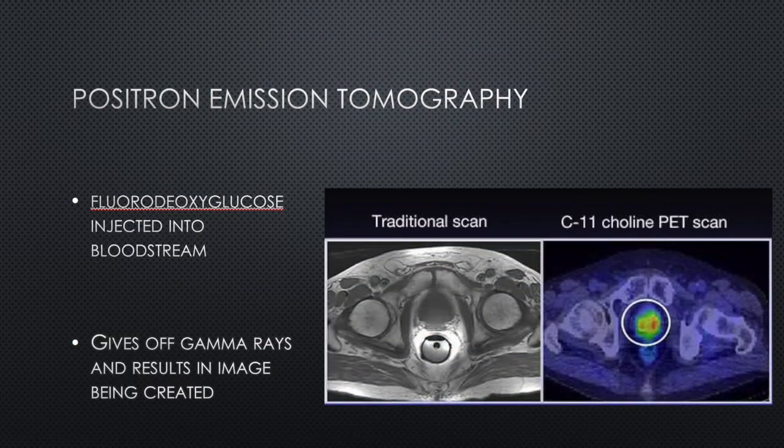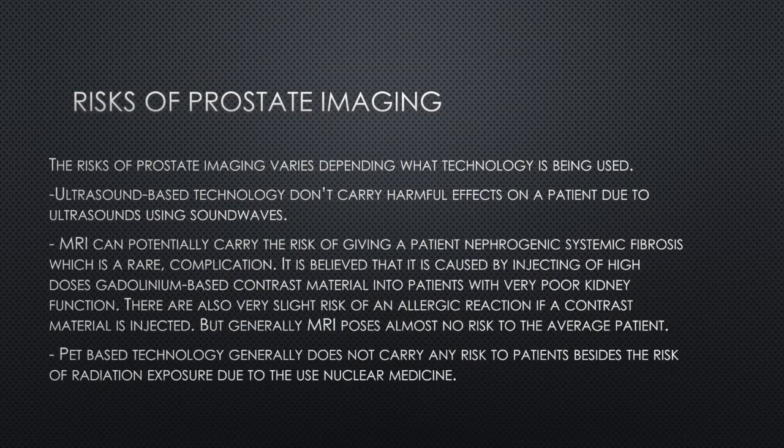PET stands for positron emission tomography, and it is a nuclear medicine imaging test in which a small amount of liquid radioactive material, which in most cases is fluorodeoxyglucose, is injected into the bloodstream. This sugar accumulates in the body, where it gives off energy in the form of gamma rays. These are then detected by the PET scanner, and a computer converts the signals into detailed pictures or images showing the prostate area. The risk of prostate imaging varies depending on what technology is being used.